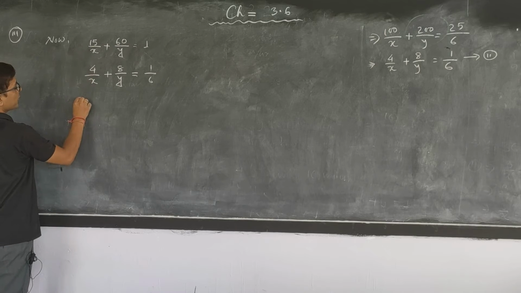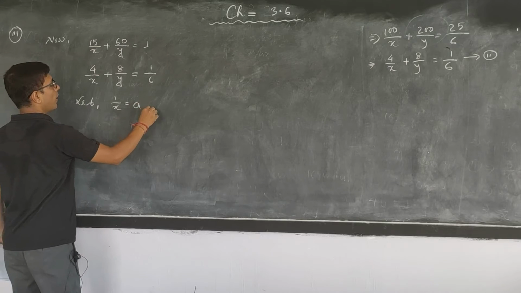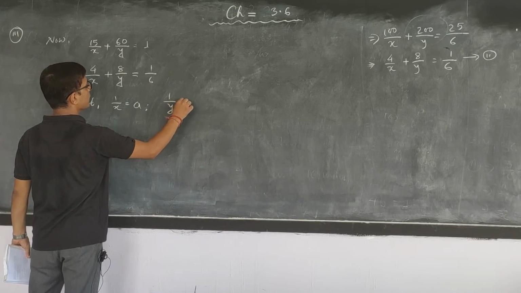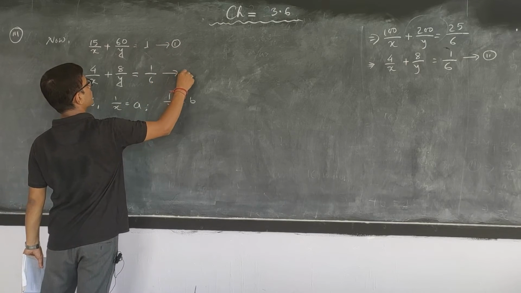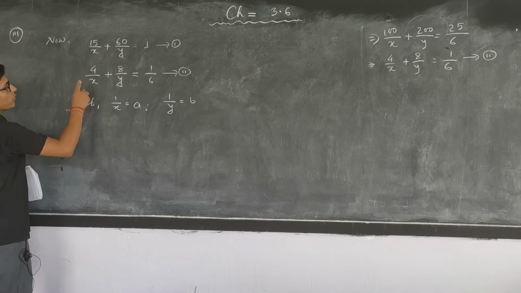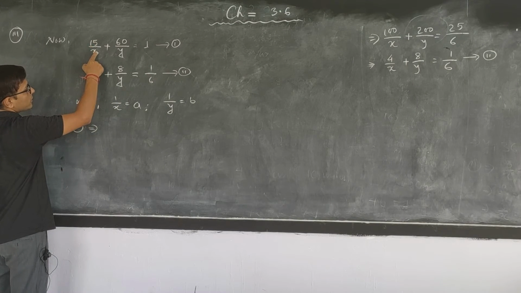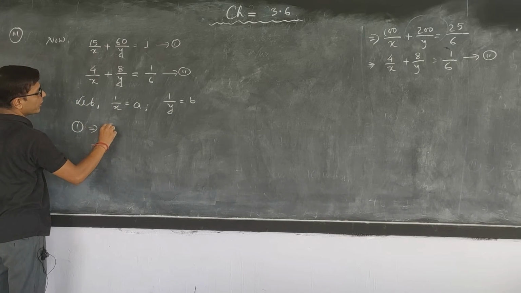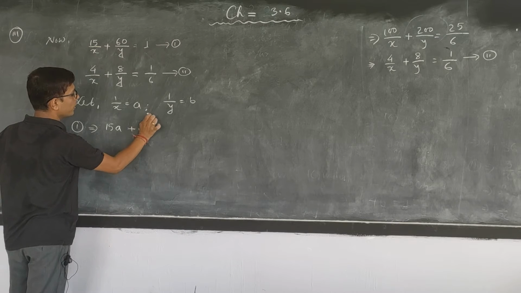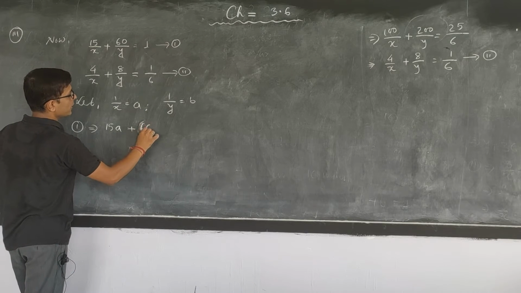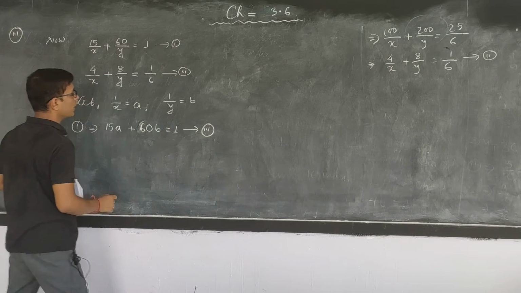We will write it as: let 1 by x is equal to a and 1 by y is equal to b. Then this was equation number 1 and this was equation number 2. I have written them in order. So equation 1 will give us 15a plus 60b is equal to 1. That is the new equation, named equation number 3.